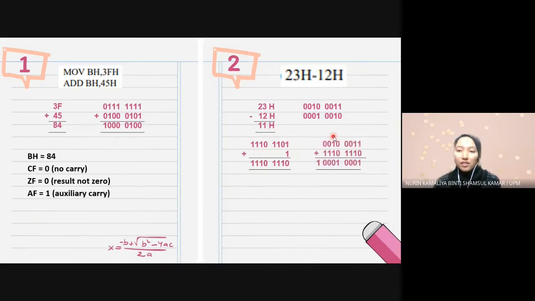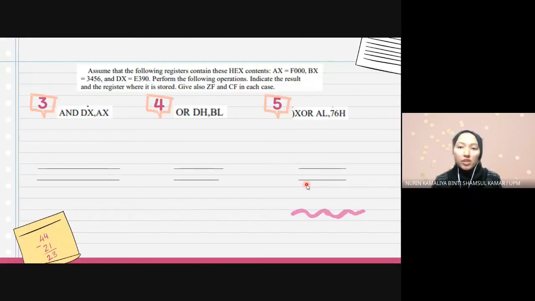And the final result is you add 2300100011 with the new 12 that you have complement here, and you will get this answer. So the carry flag you get is 1 because there is carry between D7 and D8. But remember the step 3 for subtraction. Step 3, following operations indicate the result and the register where it is stored. Give also ZF and CF in each case.